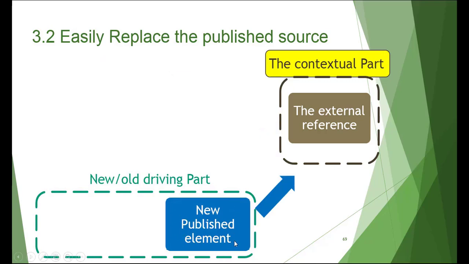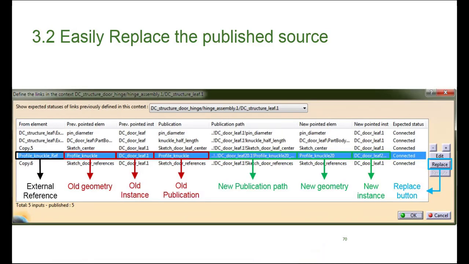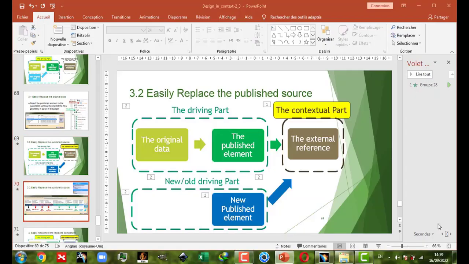We need to select a new shortcut, which leads to another original data, and this new published element can be inside the same driving part or inside the new driving part. So to do that, we have to go to this window of define contextual links, and we'll use this replace button to replace the geometry.